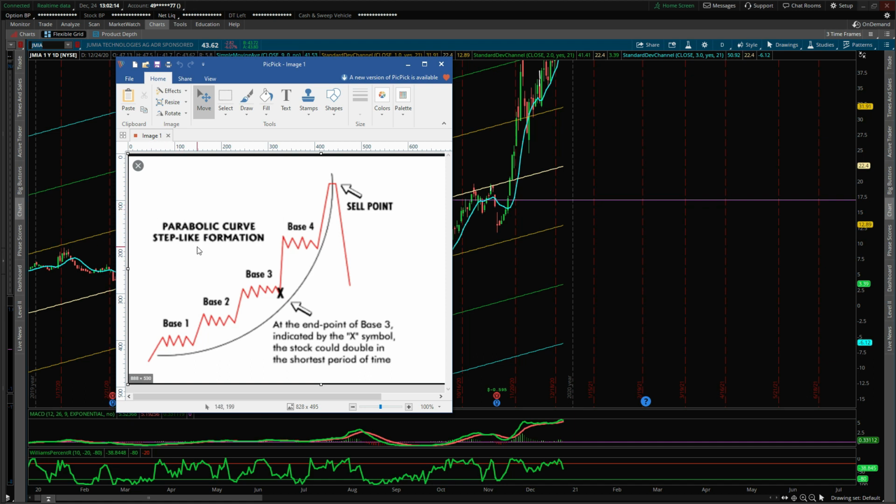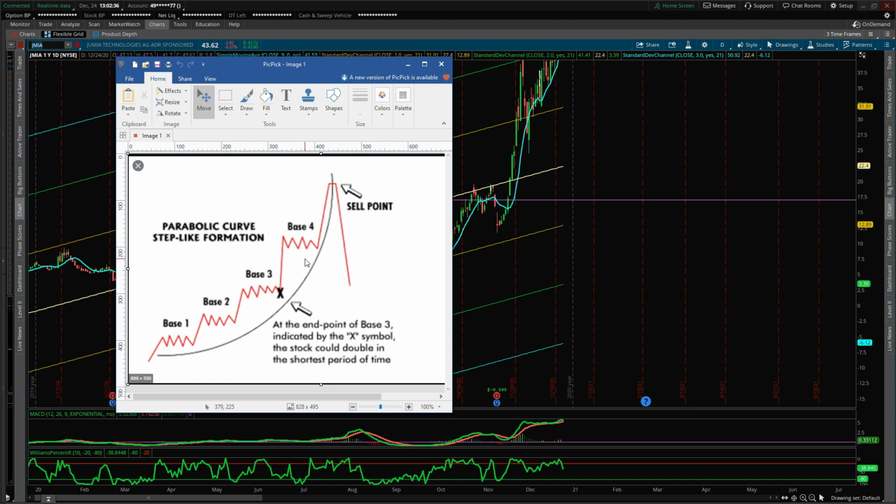Today I'm going to be covering my favorite pattern, and this is called the parabolic curve. And this pattern, if you catch it early, like base 3, base 4, you can make a ton of money. The members have seen this. We've played multiple, but there's relatively not a lot of information on Google or YouTube, so I figured I'd make a video to cover it.